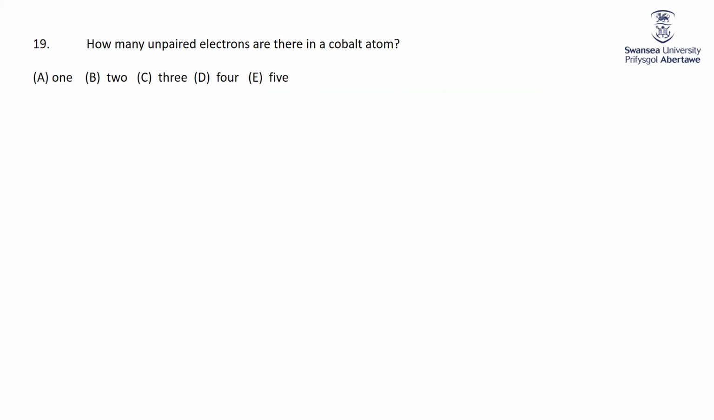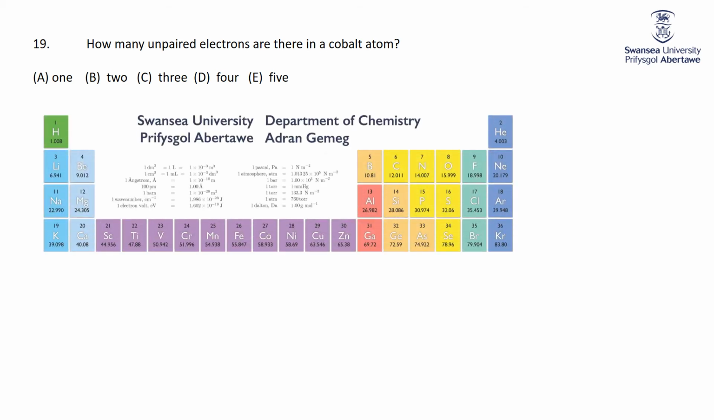Another level of question: how many unpaired electrons are in a cobalt atom? So here's our periodic table, there's cobalt right there. So its electron configuration, we start with argon. We go to the 4s, we go 2 through that, and then we come into the 3d, and we go 1, 2, 3, 4, 5, 6, 7 through that. So cobalt's electron configuration is 4s2, 3d7, but the question didn't care about that.